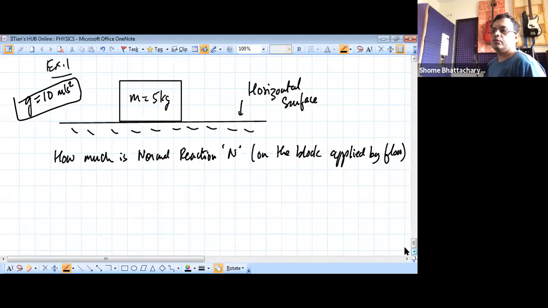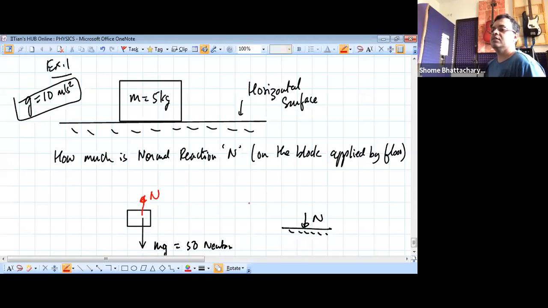Correct? So we will understand that on the block there are two forces acting. On the block there is the gravitational pull of the earth, mg, or the weight, which in this case will be 50 newtons. Now this is pushing the block against the floor. So on the floor, the block is applying some kind of normal force like this. So the floor is applying the reactional normal force to that. So this one and this one here are the action-reaction pair.